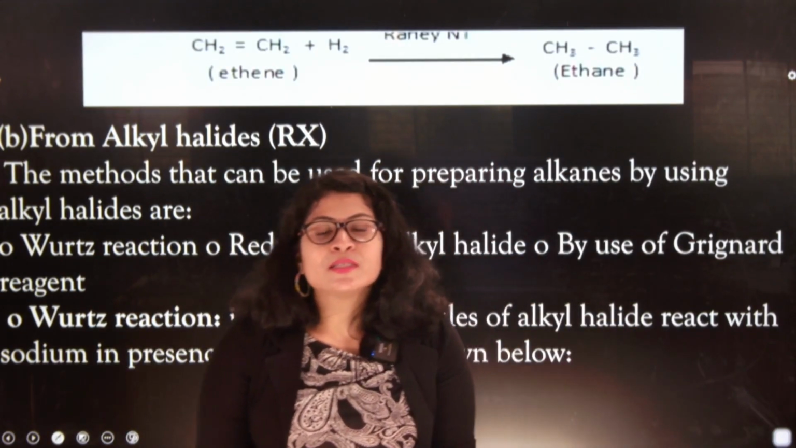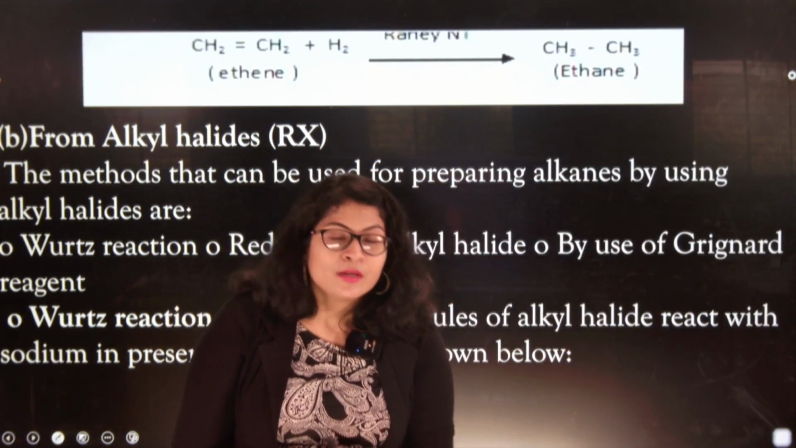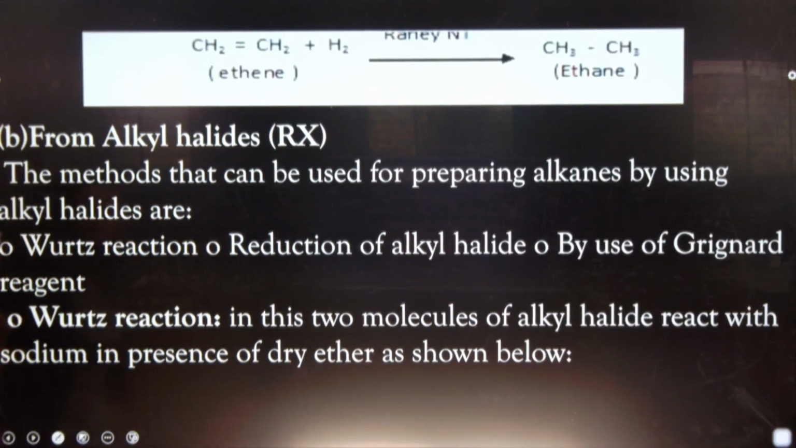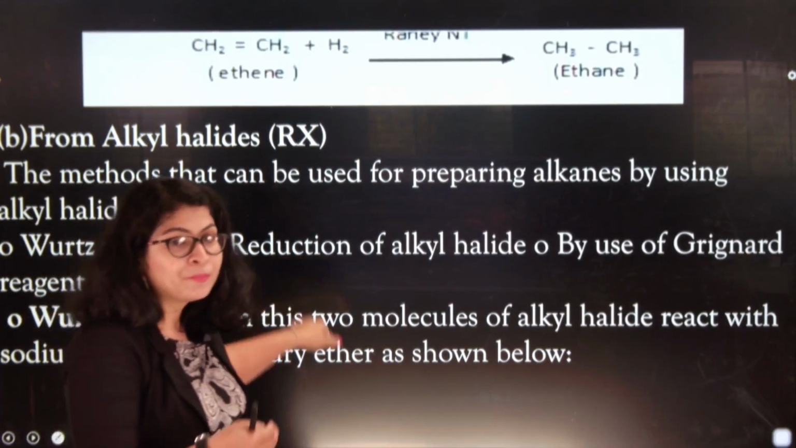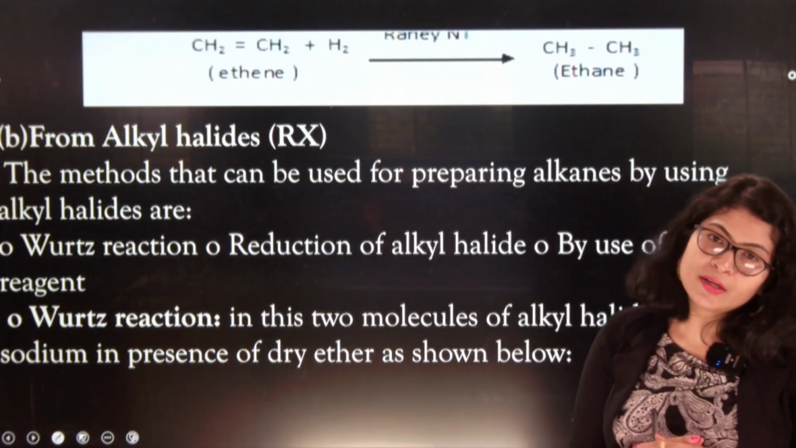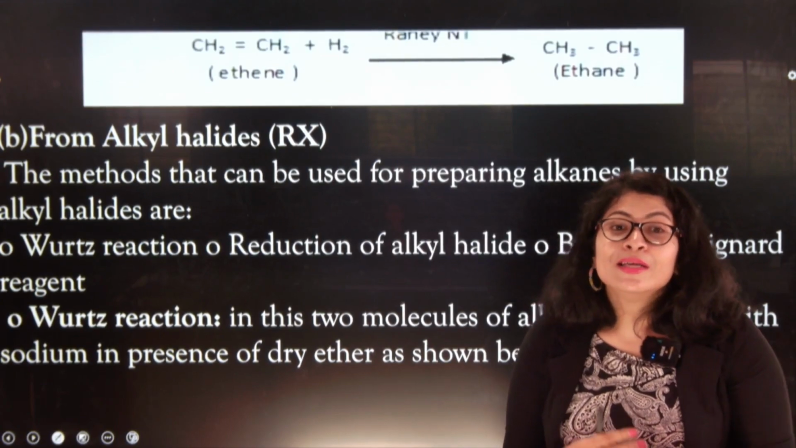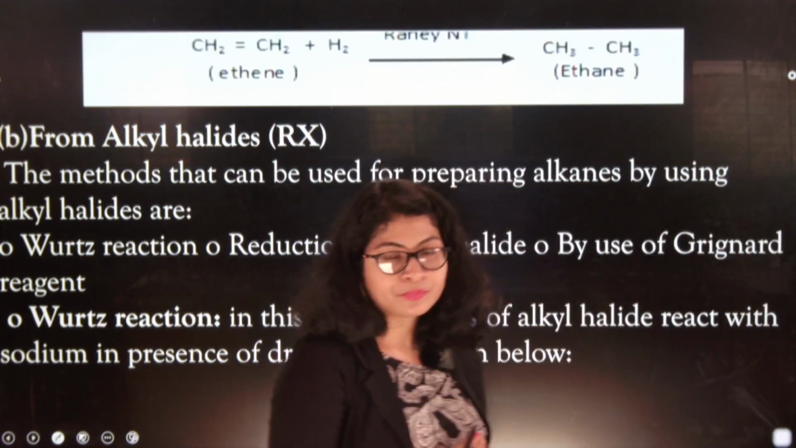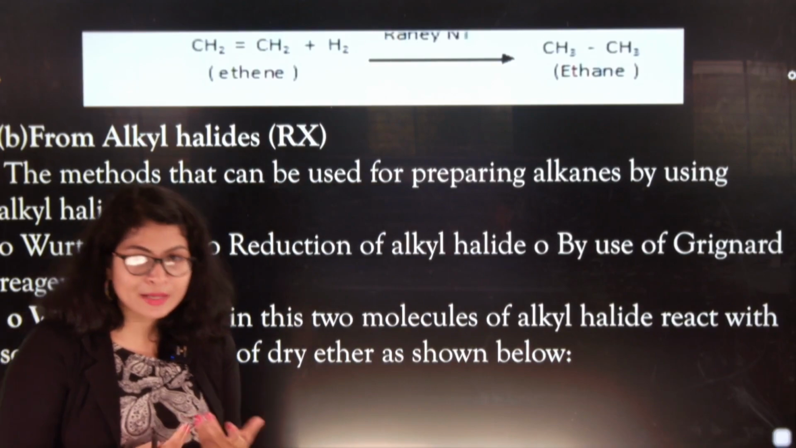The next method is from alkyl halides. This method can be used for the preparation of alkanes from alkyl halides, first by Wurtz reaction, second by the use of Grignard reagent, and third by the decarboxylation reaction. That means reduction of alkyl halides.